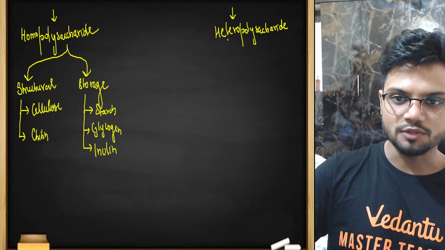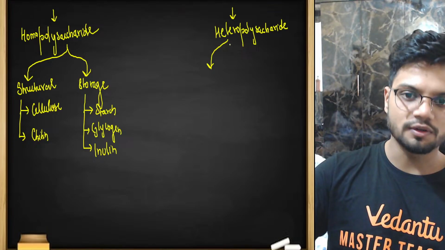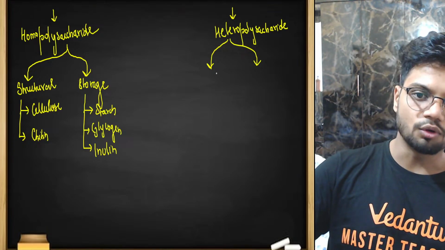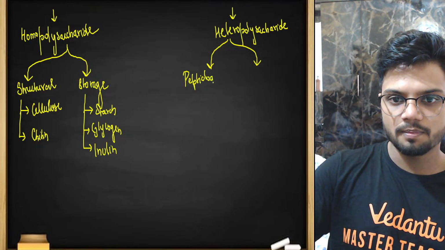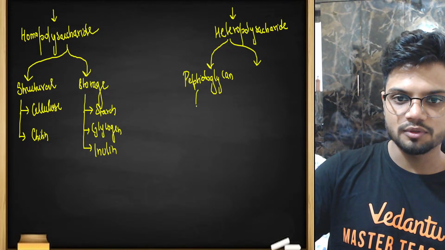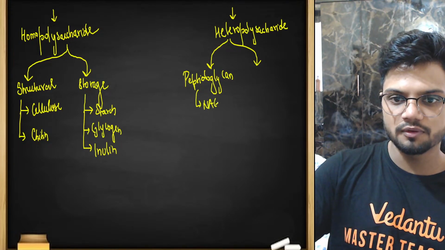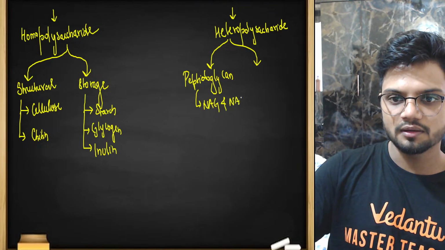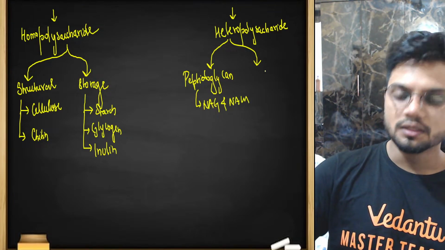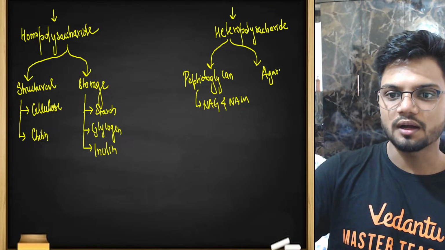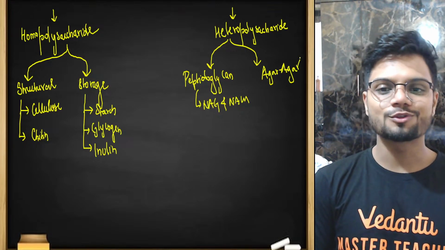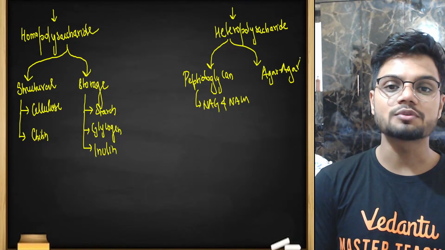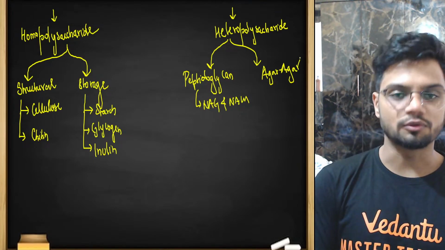Now, what about heteropolysaccharide, friends? Heteropolysaccharide mainly has two different examples. One all of you already know, that is peptidoglycan, which is made up of NAG and NAM. The other heteropolysaccharide is agar-agar. Agar-agar is also a heteropolysaccharide. It is made up of two types of repeating units. Okay.